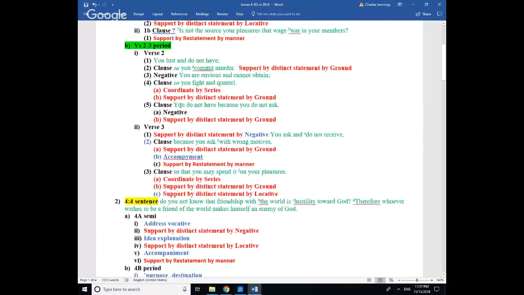But look right here. Watch this next part. You do not have because you do not ask. See how this gives a distinct statement? See how this is grounded in what's said before? In other words, it's given the reason. The reason they don't have is because they do not ask. Well, ask who? Notice it doesn't say ask God. But in the context, we're going to see that it's talking about God.